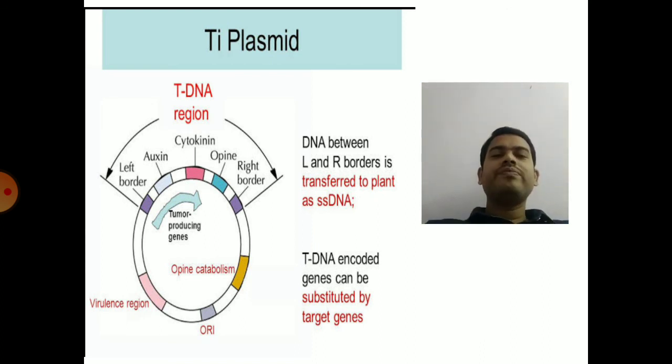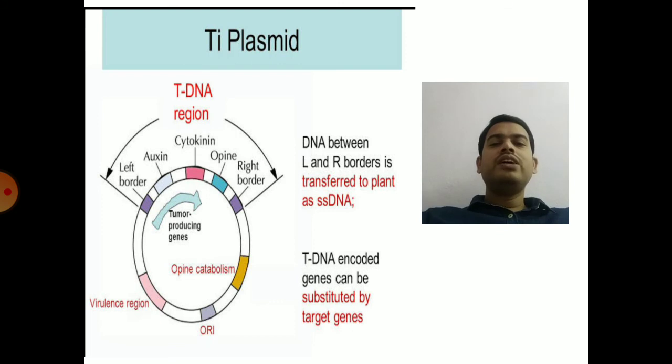You can clearly see tumor inducing genes are present between two border sequences, left border and right border. You can clearly see in the diagram the left border and right border sequences, between which you have tumor producing genes, which will cause crown gall. You can remove these tumor producing genes and insert your foreign DNA in between the left border and right border.